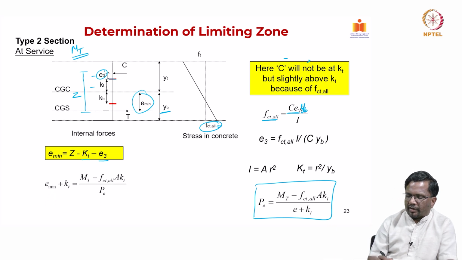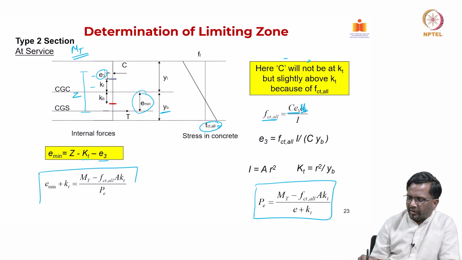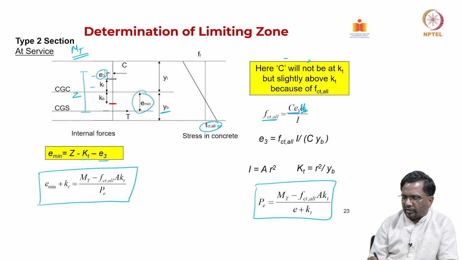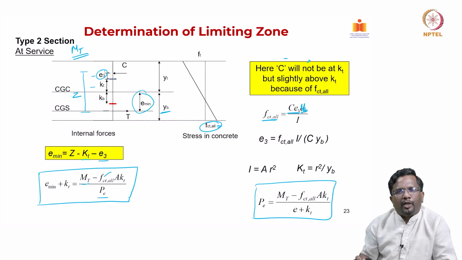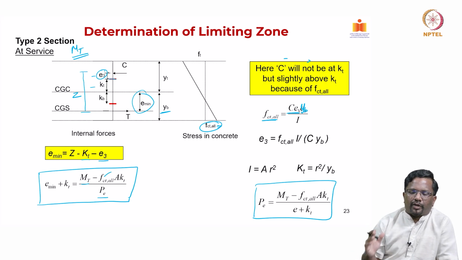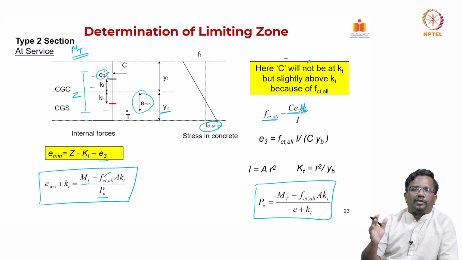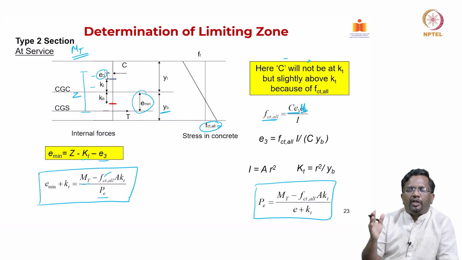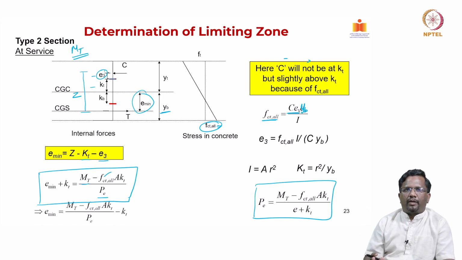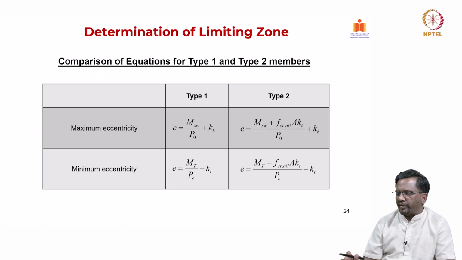From here I can get the minimum expression for your eccentricity. If I know the total moment, the effective pre-stressing force, and this FCT allowable, I can quickly calculate the minimum eccentricity for a particular cross section. So the maximum eccentricity comes from the transfer condition, and the minimum eccentricity comes from the service condition. So this is the expression. So quickly we are summarizing.